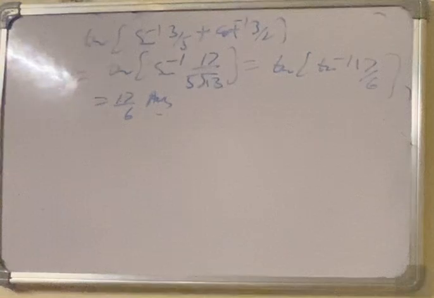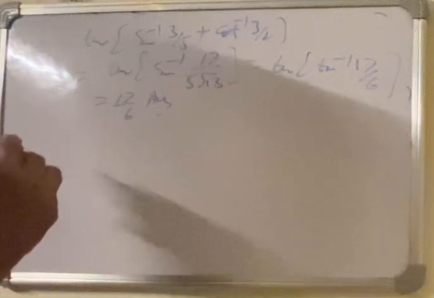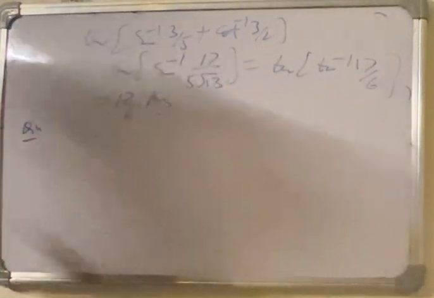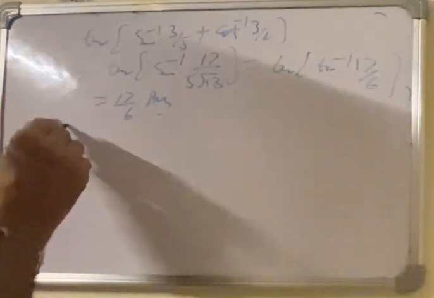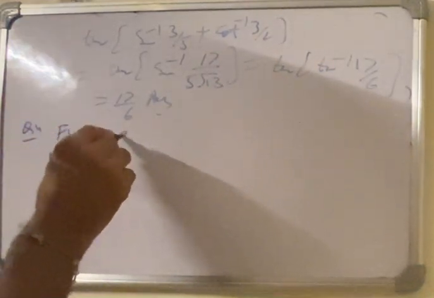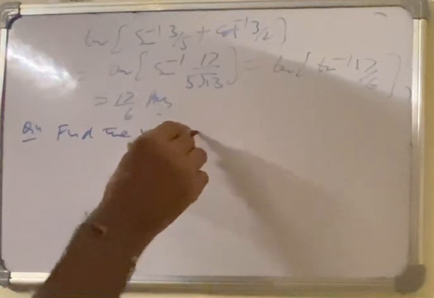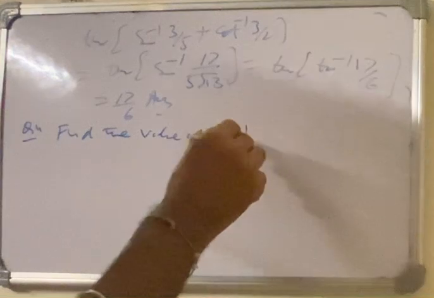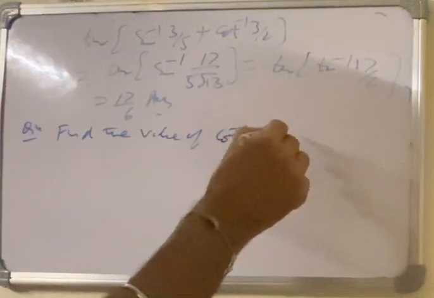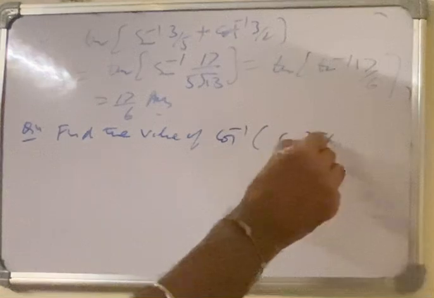Next question. Question number 4. Fourth question. Find the value of cos inverse cos of 7 pi over 6.